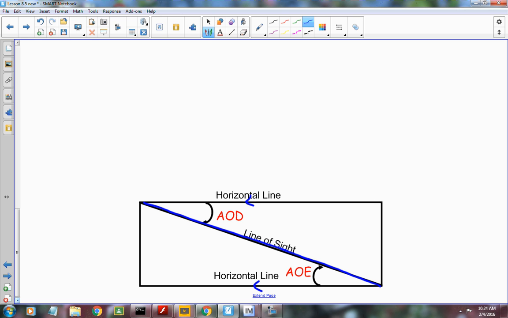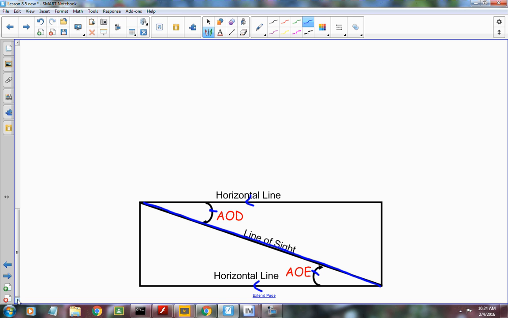So what relationship do you think your angle of elevation and your angle of depression are going to have? They're going to be what? Congruent, right? They're going to be congruent. Because they're alternate interior angles, okay? They're alternate interior angles. So your angle of depression and your angle of elevation are always going to be congruent.